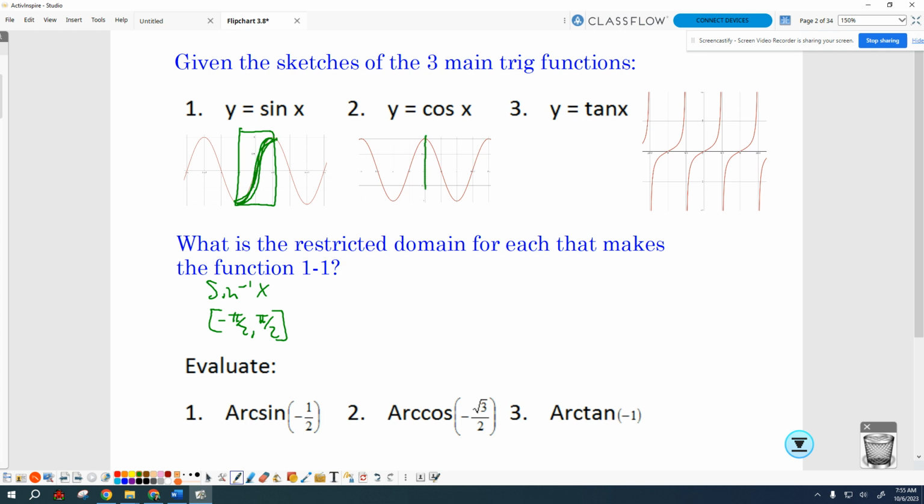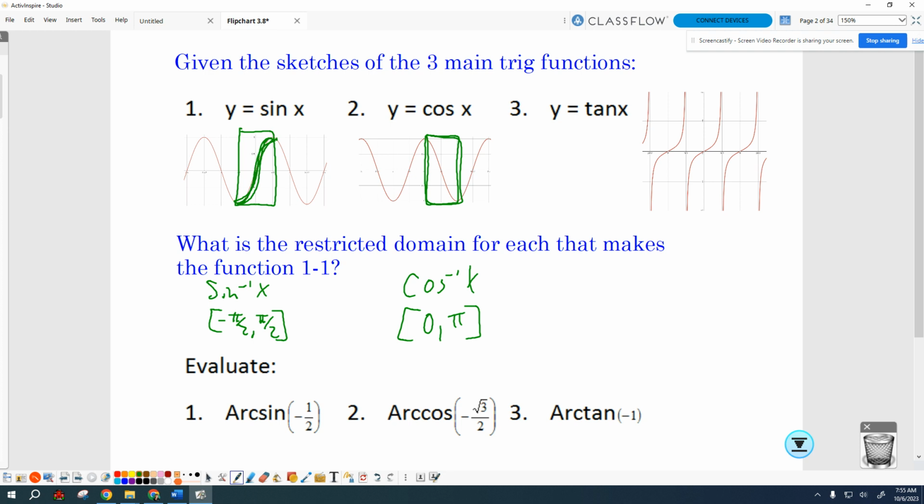Cosine, to get all of its y values from -1 to 1, is restricted to inclusive 0 to pi.